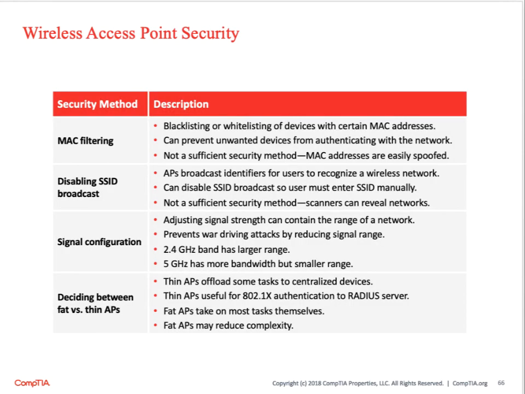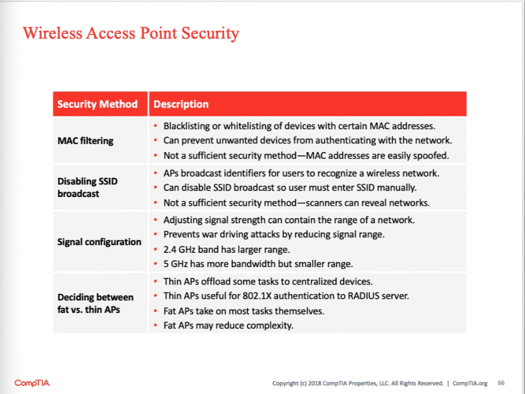Wireless access point security. Here we have several different security methods. The first of all is going to be MAC filtering. MAC filtering allows us to filter MAC addresses on our access point, so we can either blacklist devices that have undesired MAC addresses or whitelist devices that we authorize to be on our network. Filtering in either way can prevent unauthorized devices from attaching to our wireless networks. It can be useful, but MAC addresses are easily spoofed, so we shouldn't really just rely on that security method.